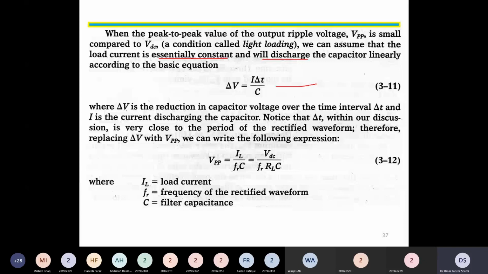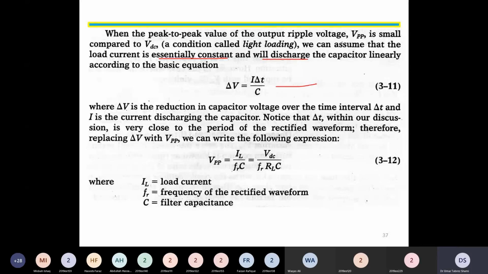Note that delta T within our discussion is very close to the period of the rectified waveform. Therefore, replacing delta V with VPP, we can write the expression that VPP is equal to IL over FRC, which is equal to VDC over FRLC, where IL is the load current, FR is the frequency, and C is the value of the filter capacitance.